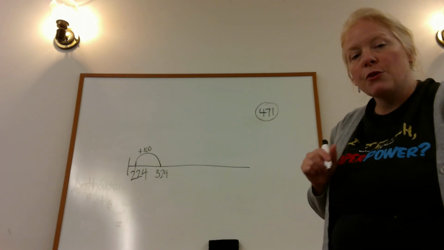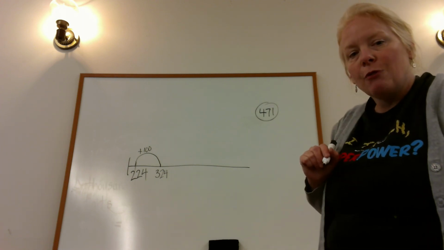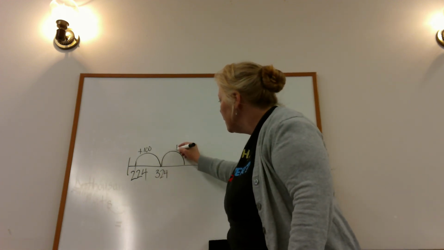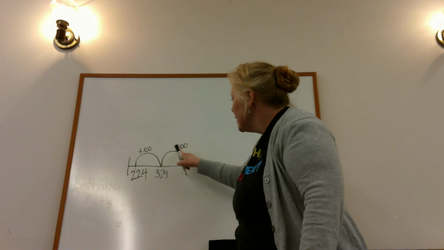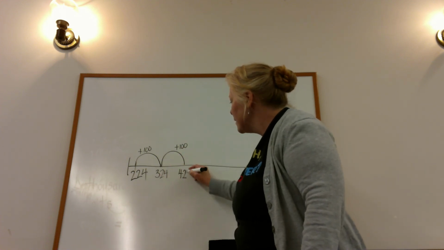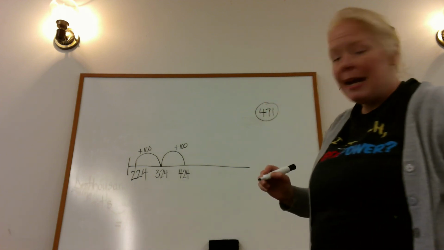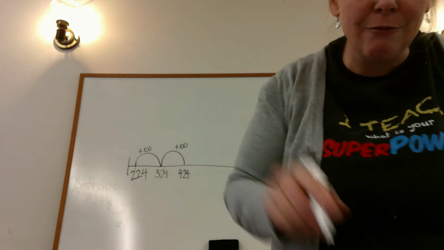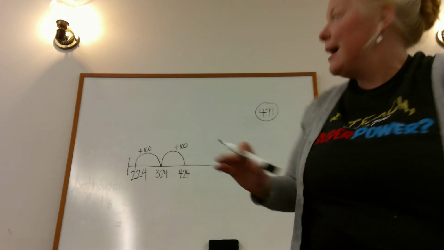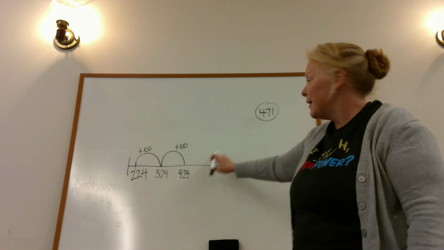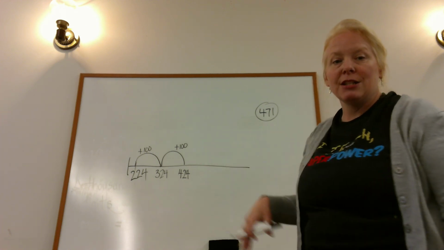Can I add another 100 without going over that number, 471? I can. Plus 100 would equal 424. Okay? I am getting closer to my number though, right? I'm getting closer to that 471. If I added another 100 right now, it would give me 524, and that is over this number. So now I need to start with my tens.